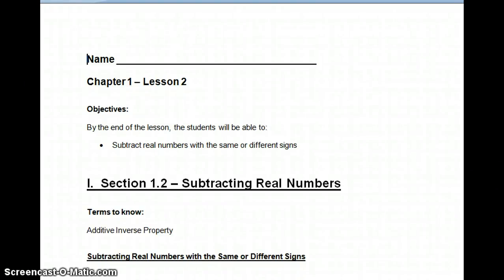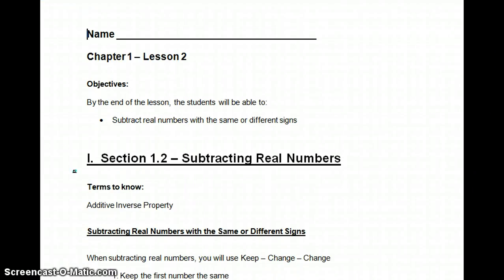Hello everyone, this is Brianne Pernick and we are now going to start working on Chapter 1, Lesson 2 for Robert Morris, Math 0900. We just finished Chapter 1, Lesson 1 where we learned the basics of the real number system and how to add real numbers. We are now going to learn how to subtract real numbers that have both the same and different signs.